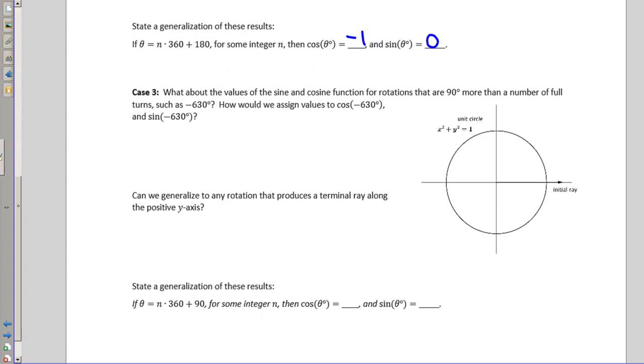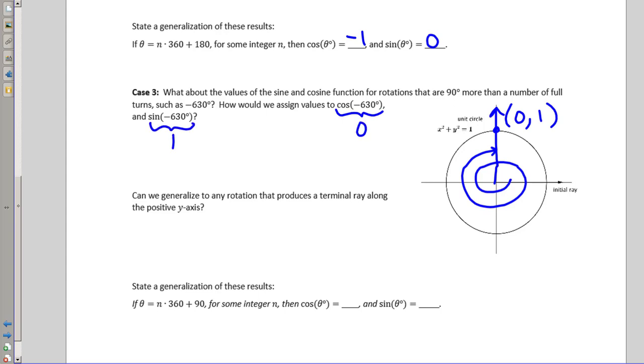Okay, the third case, what happens if we rotate and we end up on 90 degrees? Okay, so -630, that brings us around in the negative direction, and then it brings us all the way to here. Okay, so that's essentially the equivalent of -270, which means that our terminal ray is here, and that brings us to the point 0, 1. Okay, so if we're finding the cosine of -630, we get an answer of the x value, and the sine of -630 would be the y value.